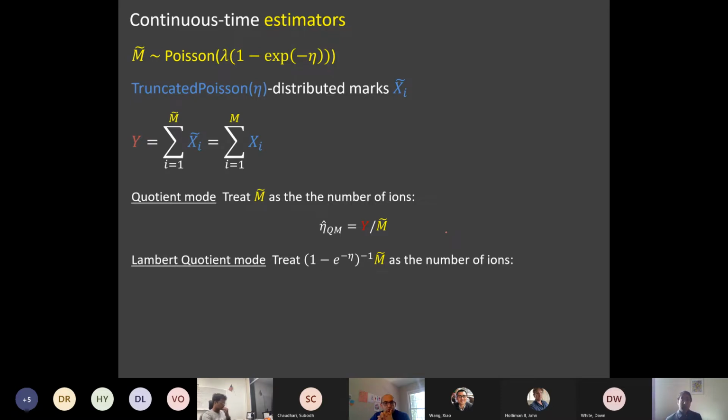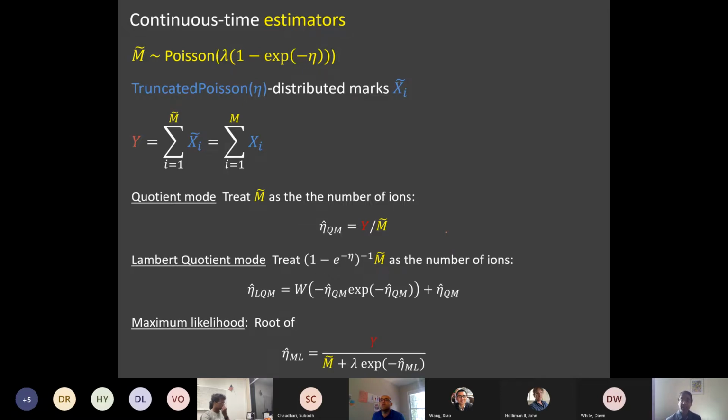All right. When we use m tilde as a proxy for the number of incident ions, this is actually ignoring that thinning that is caused by ions that induce zero SEs. So we could instead use the adjusted quantity shown here, except that it's an adjustment that itself depends on eta. So you end up with an equation to solve, and the solution of that equation involves the Lambert W function. So we call the resulting estimator the Lambert quotient mode estimator.